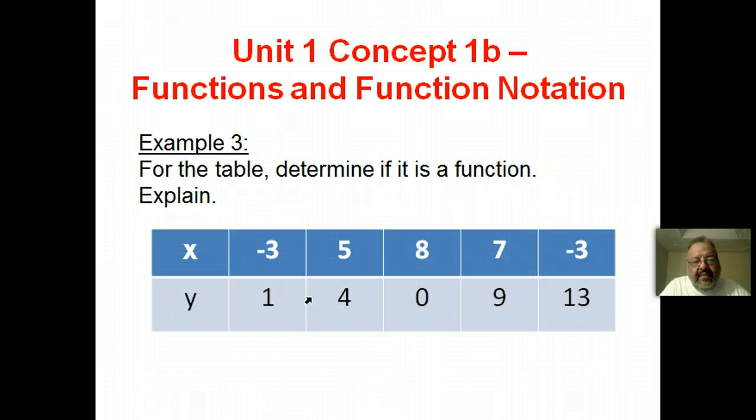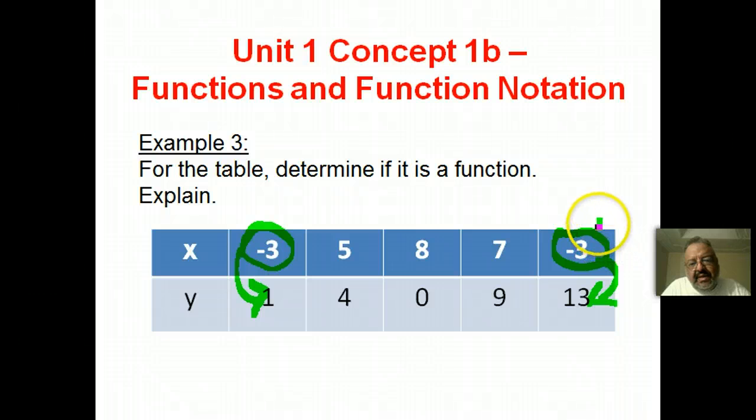Next example. For the table, determine if it is a function and explain. What I'm going to do is look at the y value after I look at the x value, to see which ones repeat. I can tell that this repeats and this repeats. Now I'm going to look at the y values. Do the y values also repeat? I got a 1 here. Here I have a 13. No, it's not a function. In order to be a function, I would have to have -3 and 1, and then the other one would have to be -3 and 1 also. In other words, the y's would have to repeat with the x's also. Not a function.